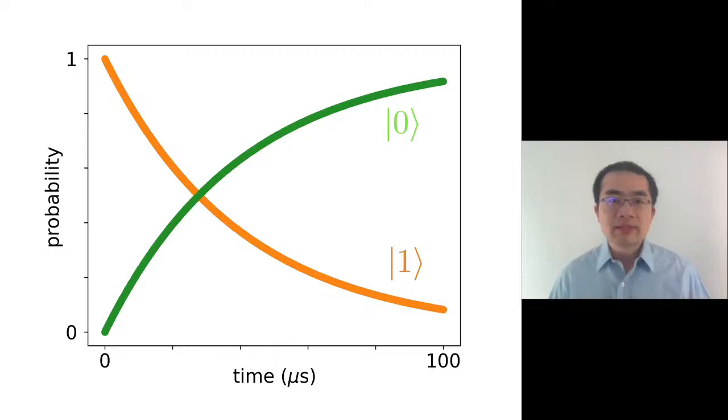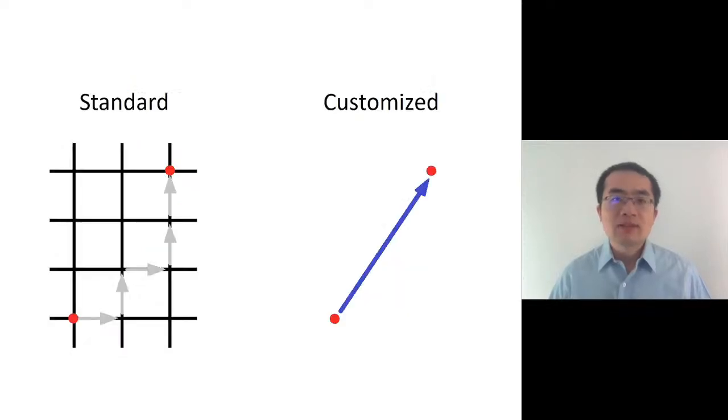So, to successfully complete the computational task, we need to win the race against time. We need to finish the calculation before the precious quantum states are corrupted by noise. To win the race, we break away from the conventional wisdom of quantum computing, which relies on a set of standard operations. This is like driving a car, where you're only allowed to go straight or turn by 90 degrees.